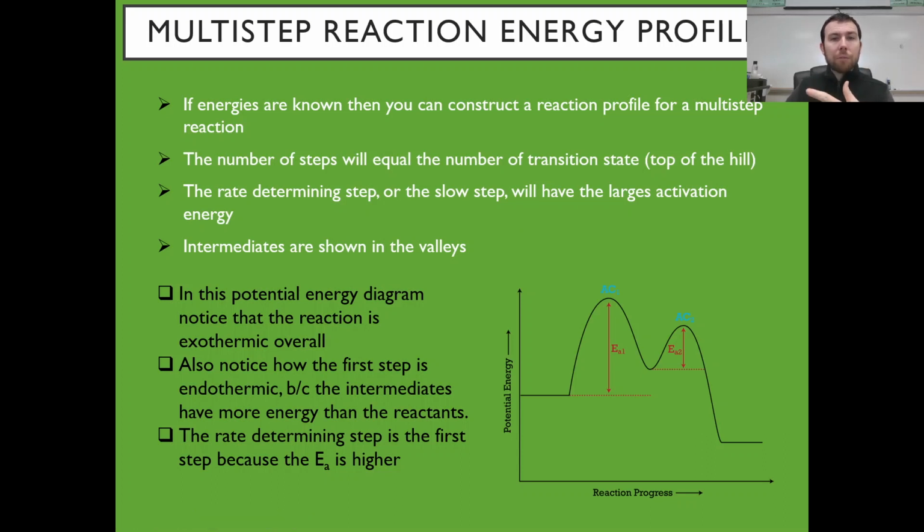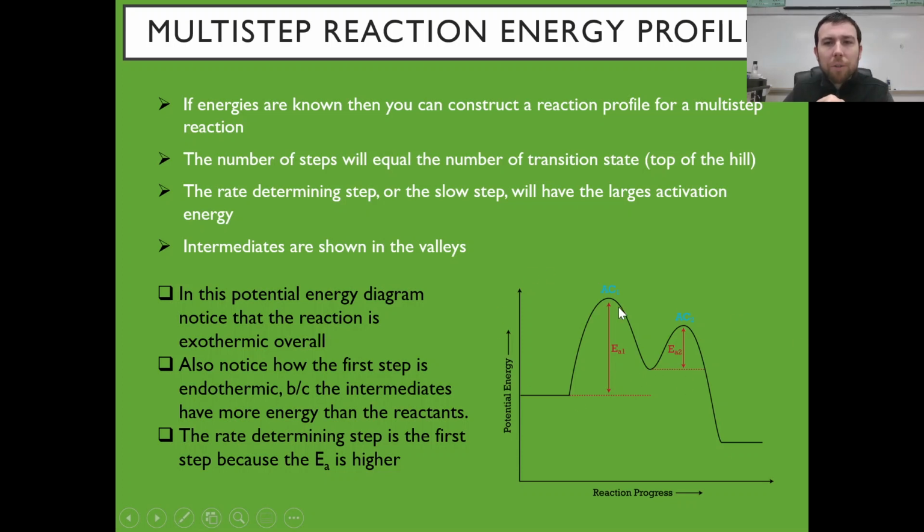The other thing we should be able to identify from a multi-step reaction profile is the intermediates. Where are the intermediates in this case? We can see here that the intermediate is going to be at the valley. So there's going to be one intermediate that shows up in this mechanism.